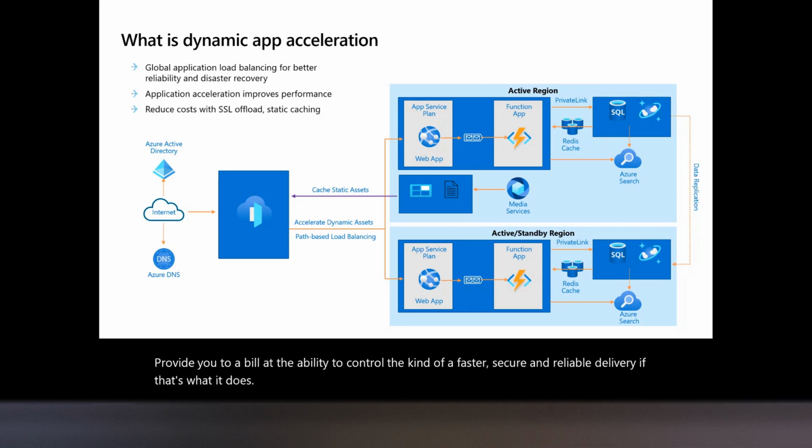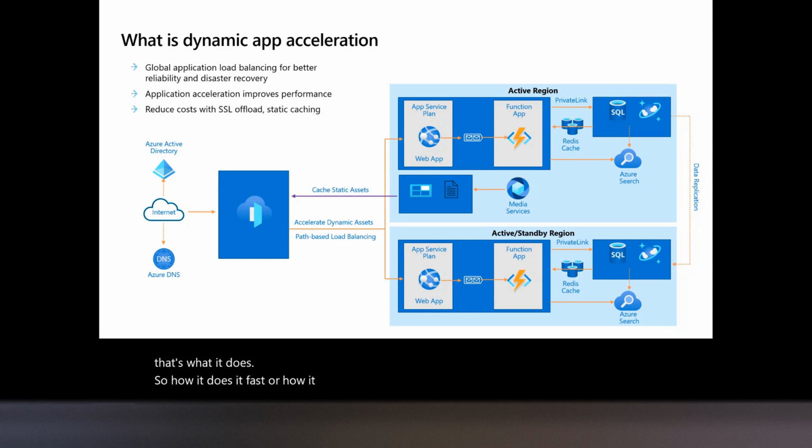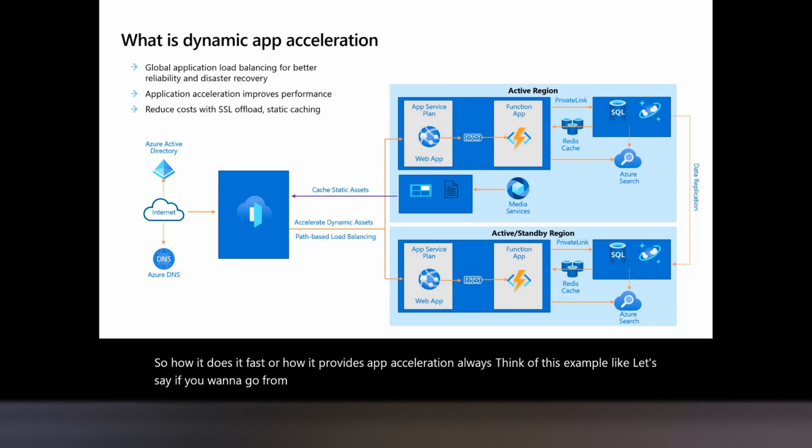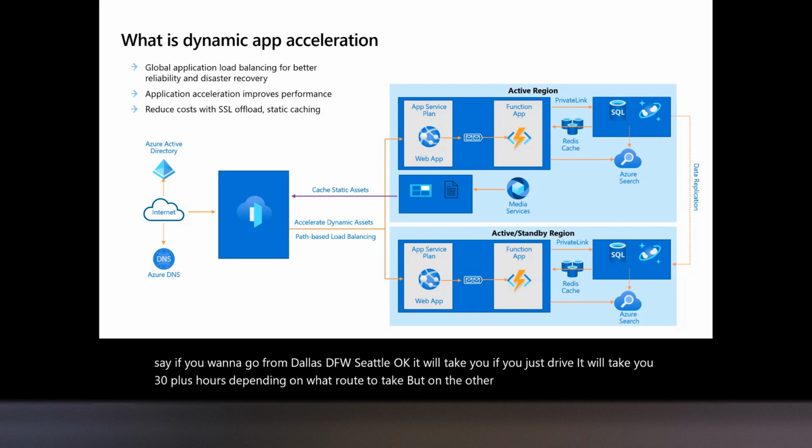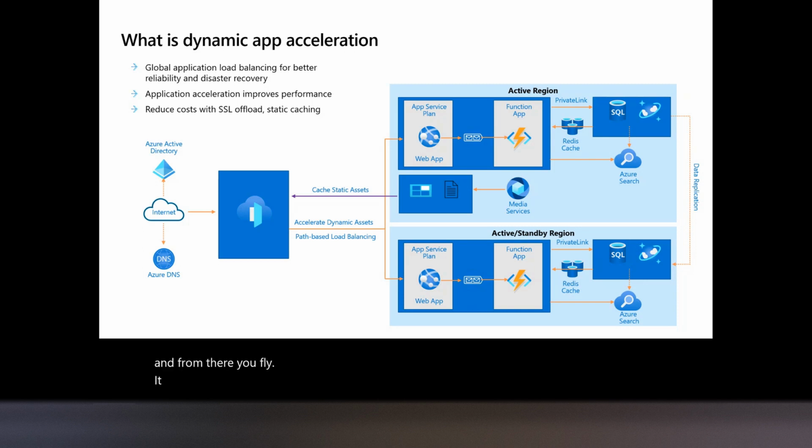So how does it do this fast, or how does it provide app acceleration? I always think of this example. Let's say you want to go from Dallas DFW to Seattle. If you just drive, it will take you 30 plus hours, depending on what route you take. But if you take an Uber from your home to the airport and hop on a plane, it will take approximately 7, 8 hours, give or take. That's what app acceleration platforms like Front Door do.